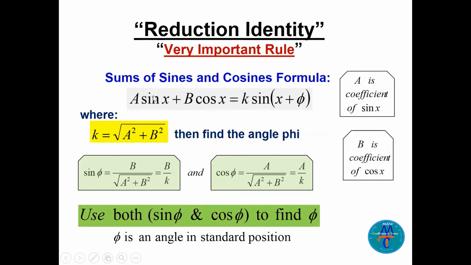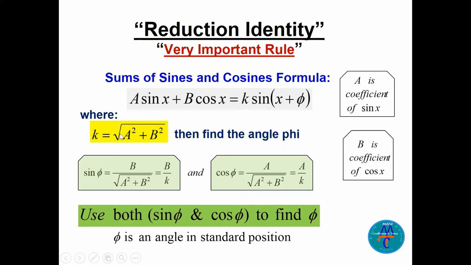But the whole idea is if you have a sum or difference between the sines and the cosines, you can change it, you can reduce it. See, this is reduction identity. You can make it simpler, you can reduce it to k sine of the same x here. See this argument, it can be 2x, can be 5x, pi x, x plus pi, x plus phi. So let's see the k first.